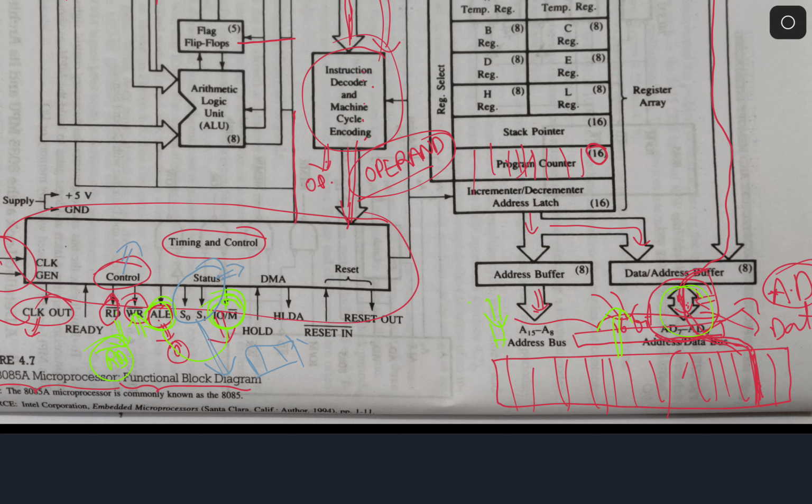If S1 is 0 and S0 is 1, it will tell the external devices that the CPU is performing write. If it is 1 0, it's read. 1 1 is fetch. So according to the status of this S0 and S1, it will inform some external devices that the CPU is performing this kind of machine cycle operation.